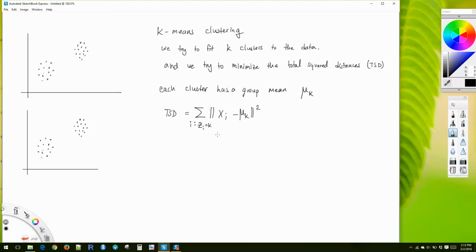So basically this says, add up the total distances for all the points in group 1, add up all the total distances for all the points in group 2, and add those together. So basically, add all the square distances for all points and for all groups.